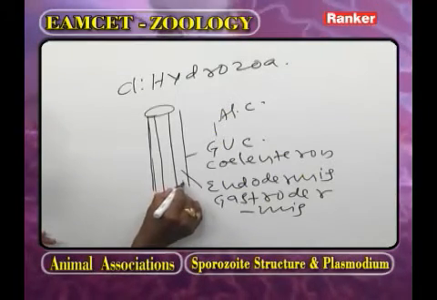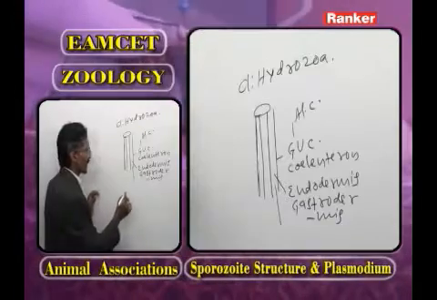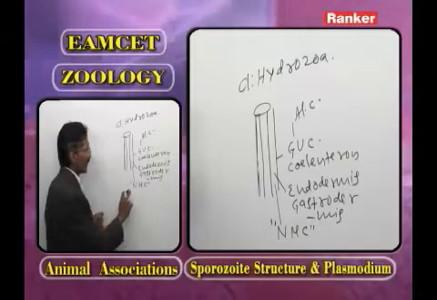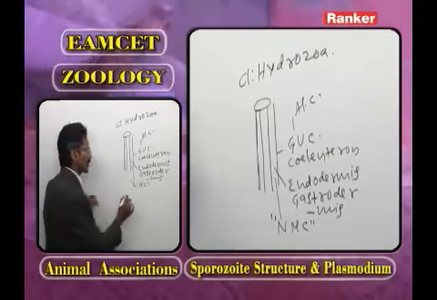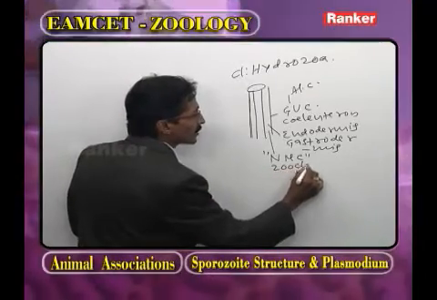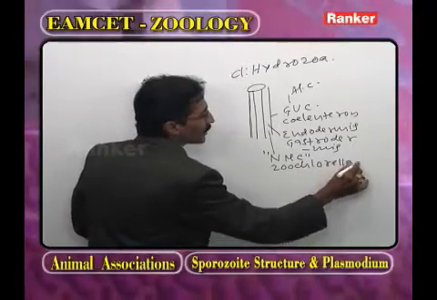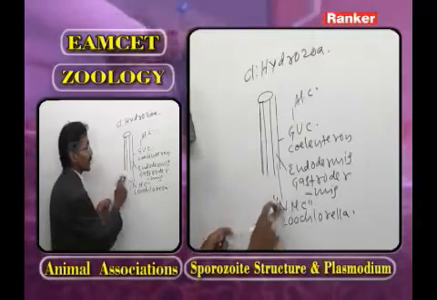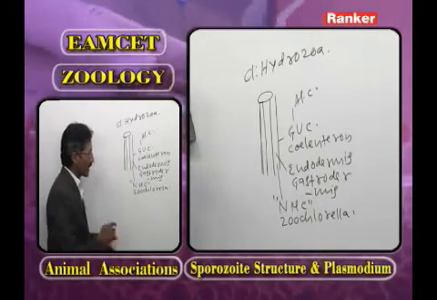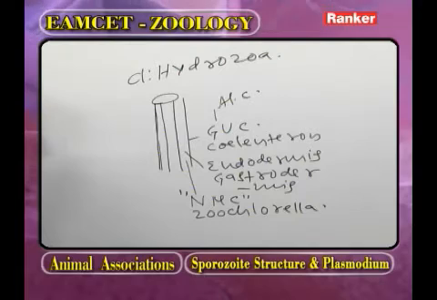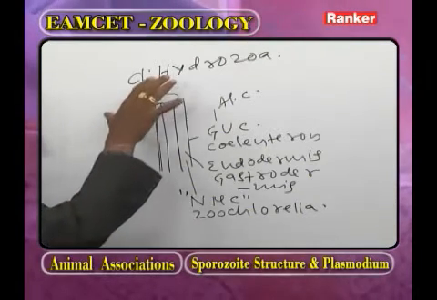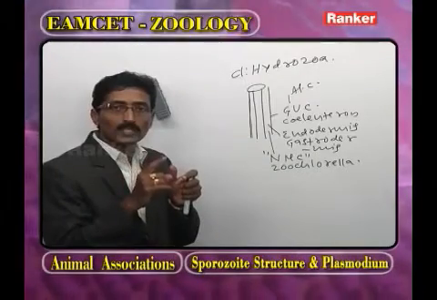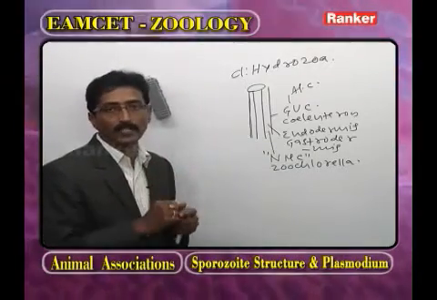Now in the endodermis, a variety of cells are present. One we call nutritive muscular cells, NMC. In the nutritive muscular cells, what is present? The Zooxanthellae. What is the Zooxanthellae? It is a green alga. Now the association between Zooxanthellae and chlorohydra: the Zooxanthellae is plant material, and the chlorohydra is animal material. Here mutualism is explained between animal and plant.